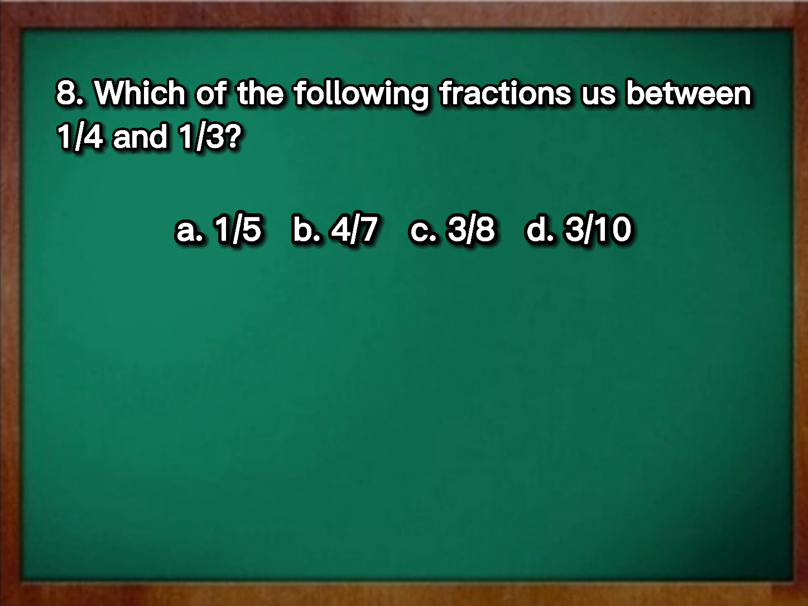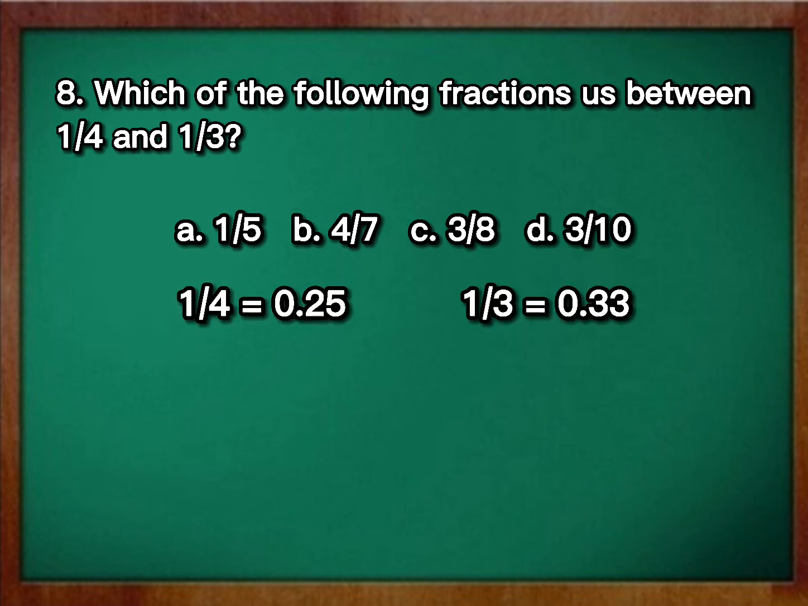Next, which of the following fractions is between 1/4 and 1/3? Now find the decimal equivalent of each fraction in the choices to picture out what you need to look for. 1/4 is 0.25. 1/3 is 0.33. So from the choices, 1/5 is 0.2, which is out of the range. 4 over 7 is 0.57, which is also not in the range.